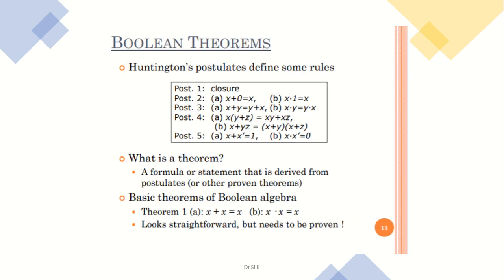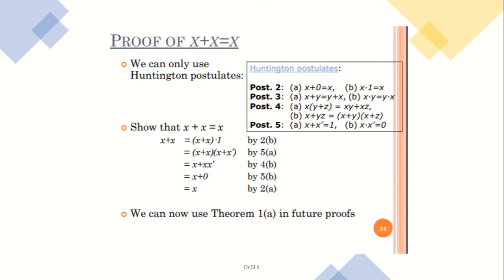A theorem is a formula or a statement that is derived from the postulates. The first of the basic theorems of Boolean algebra, theorem number 1, is x plus x equal to x, and x into x equal to x. It looks straightforward but needs to be proved. Let us prove x plus x equal to x. We have to use Huntington's postulates.